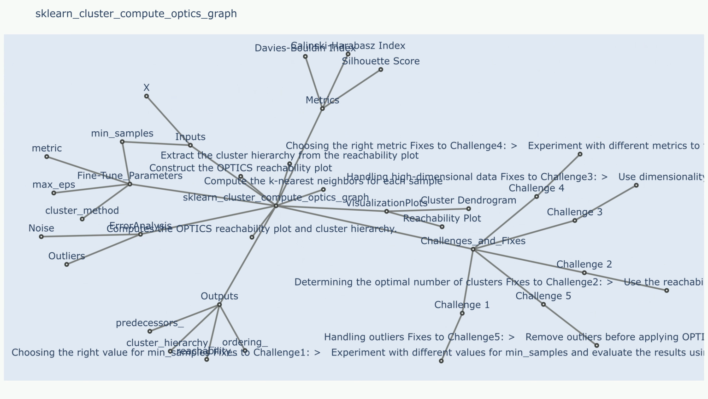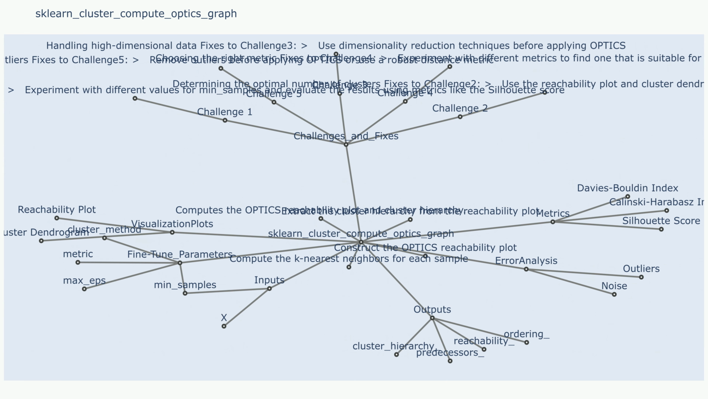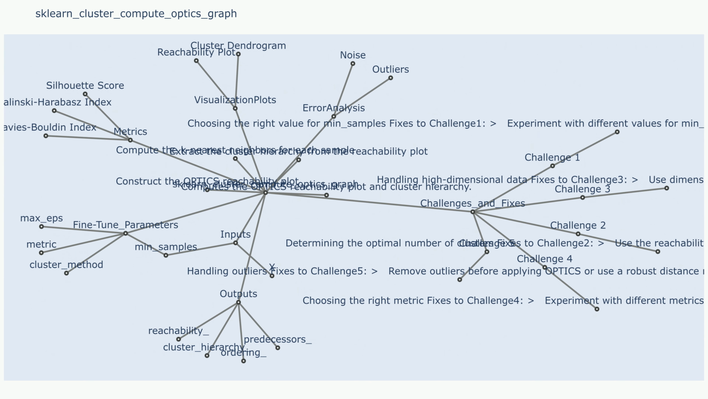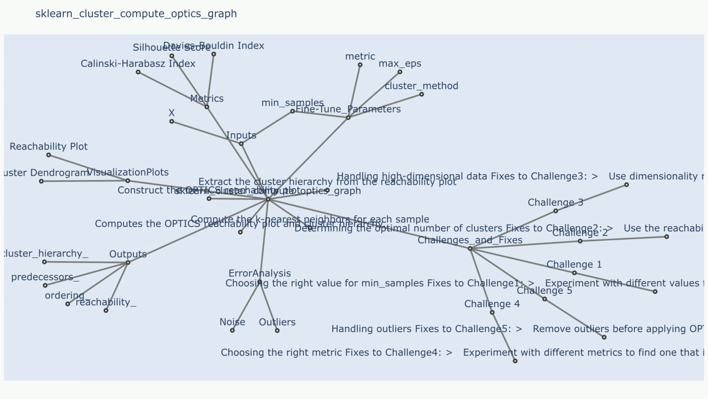Challenge 2. Choosing the optimal min_samples parameter can be challenging and requires careful tuning. Sample use case. Running OPTICS with a value of min_samples that is too low might lead to over-segmentation, while a value that is too high might miss subtle clusters. Fixes. Experimentation. Running OPTICS with different min_samples values and observing the resulting cluster structures. Visualization. Using the reachability plot to identify the appropriate range of min_samples values that best capture the cluster structure.